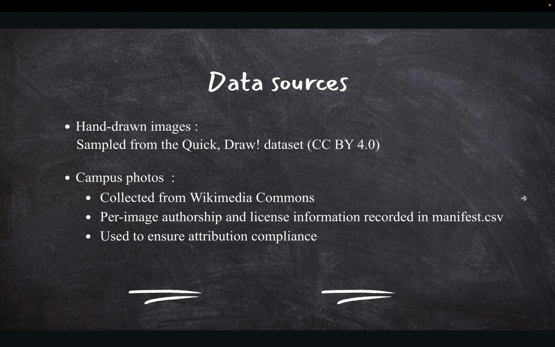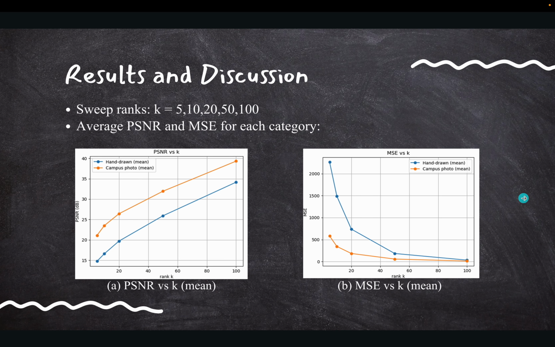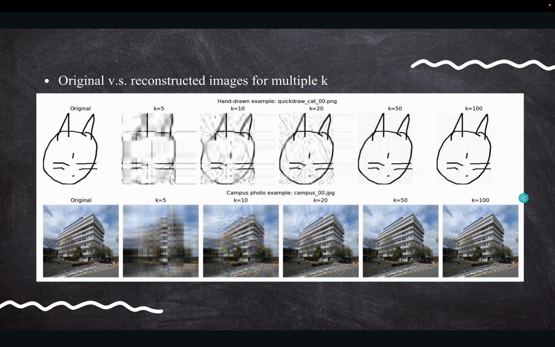Our data confirm that it's a trade-off. As K increases, the quality score goes up and the errors go down, but simultaneously, the compression becomes less effective. We found that image content has a big impact on the results. At the same K value, campus photos generally have higher quality scores than the hand-drawn artworks.